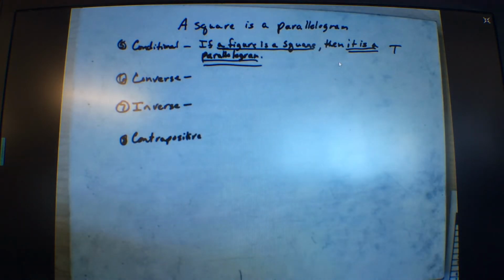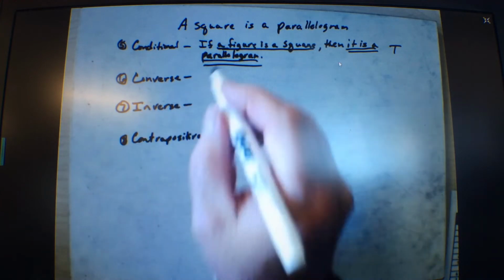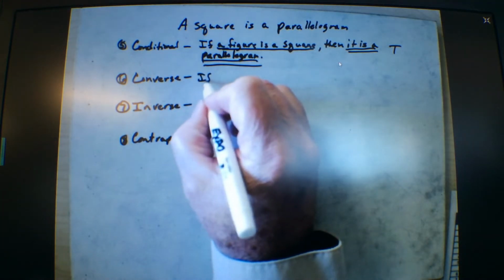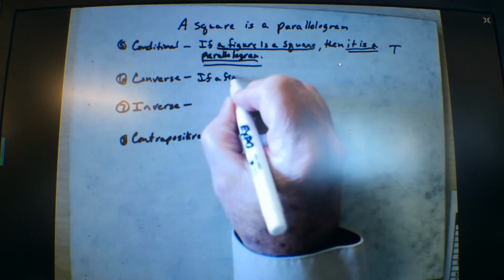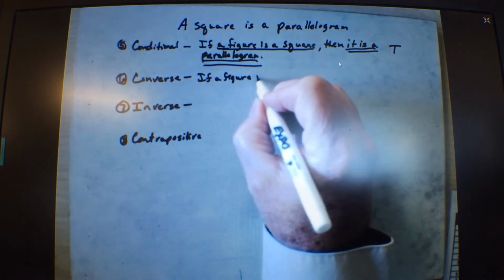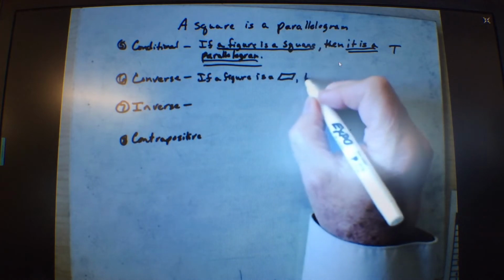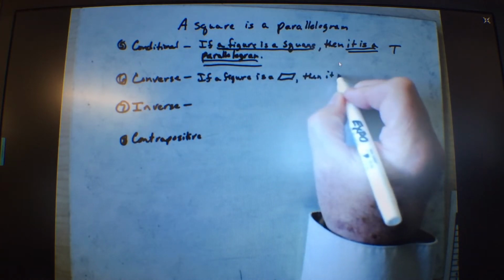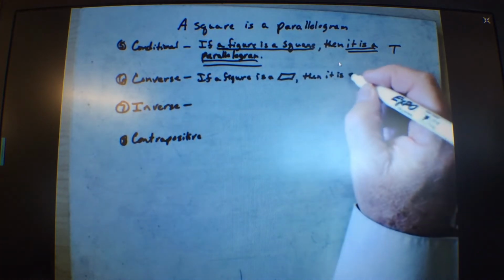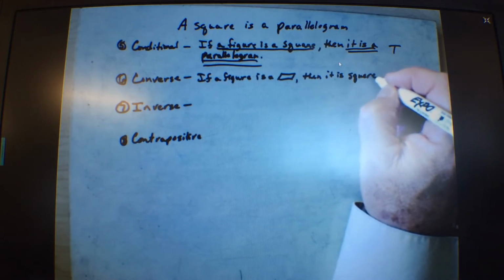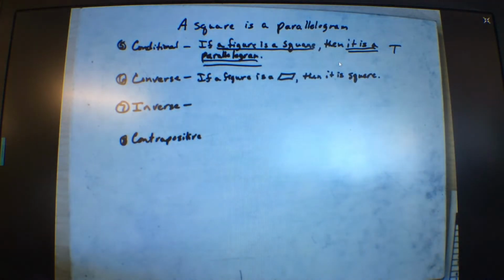Okay, so what is the converse there, Dylan? If a figure is a parallelogram, then it is a square. If a figure is a, can I use a symbol? This is a symbol for parallelogram. Then it is a square. Now I want you to write it out tomorrow, but for time's sake, I want to make sure we get through everything. I think we'll be alright. If a figure is a parallelogram, then it is a square.